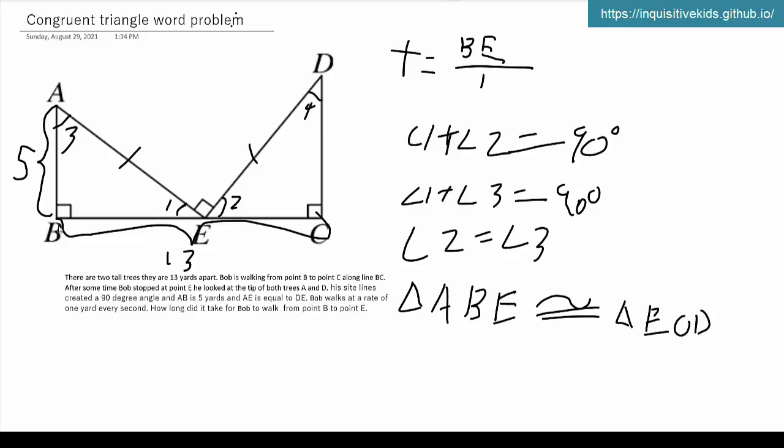But we want to figure out what BE is. We can get that by taking 5 yards from 13 yards, which is 8. 8 divided by 1 is 8. So it took Bob 8 seconds to get from point B to point E.